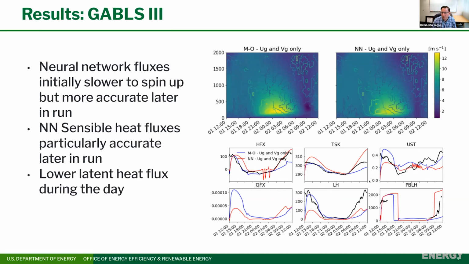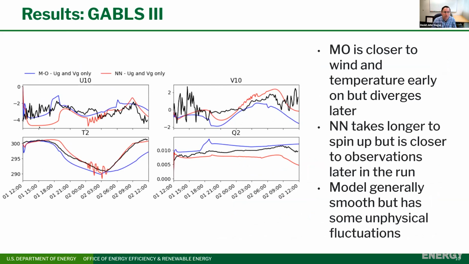And u-star generally captures the diurnal cycle, but there are some fluctuations happening in the middle of the run that we're not exactly sure what's going on with, but they're sort of damped out. In terms of the ground level things, in line with sensible heat flux being more closely modeled, we see a much closer fit to observations later in the run with the neural network compared with Monin-Obukhov. But with moisture, neither of them captures the moisture particularly well. MO is a little bit too moist, and the neural network is a little too dry. But they're all in the right ballpark, right orders of magnitude. No crazy things going off the rails with it.